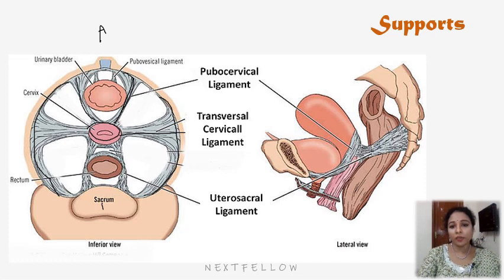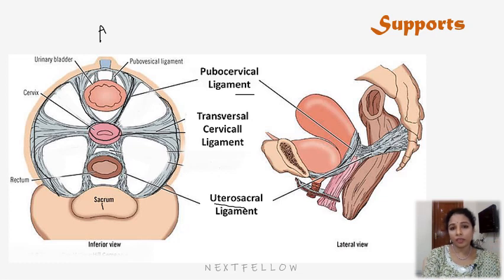We can appreciate the pubocervical ligaments in the lateral view also. Then the uterosacral ligaments are the posterior connections from the uterus to the sacrum. So here is the uterosacral ligament on the lateral view. Peritoneal folds provide poor support. They are just present around the uterus, and are considered false ligaments.